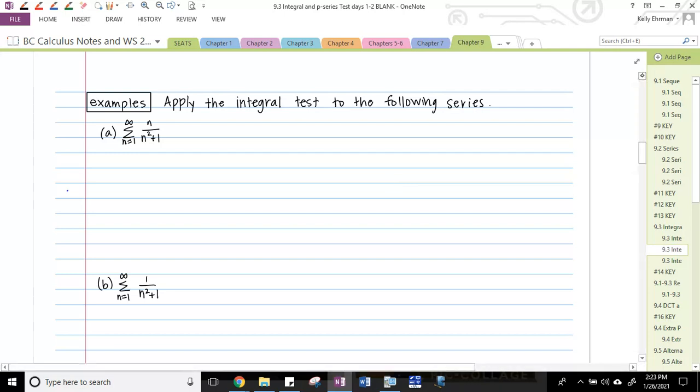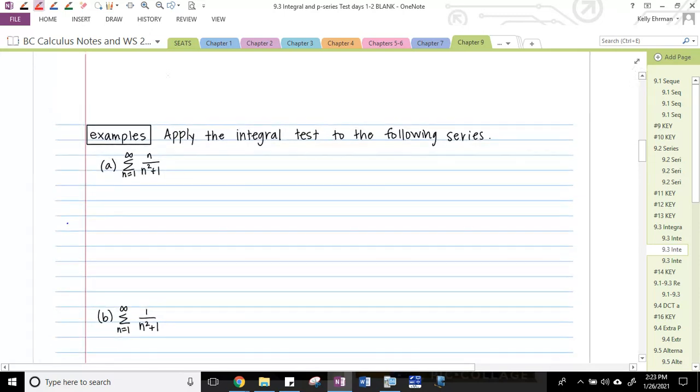This is one of the tests that we actually do have qualifications for. Remember, to use the integral test, your f of x has to be positive, decreasing, and continuous. It's something you should check all the time. Now, right now, this is not a function. This is a series. So let's come up with the equivalent function. The equivalent function is f of x equals x over x squared plus 1. Right? I'm just swapping out n's for x's.